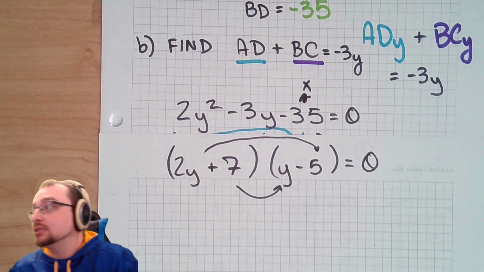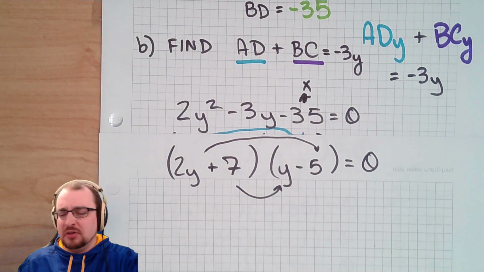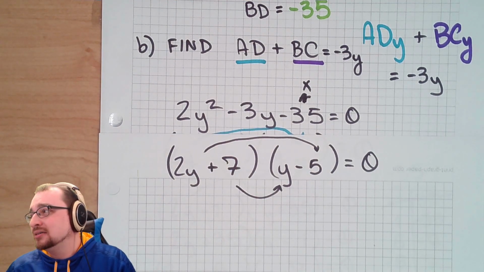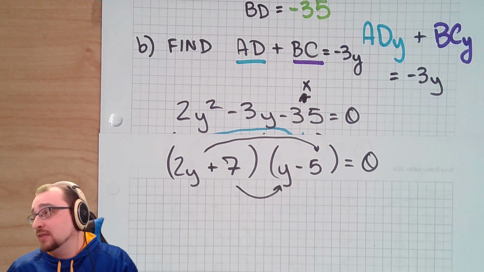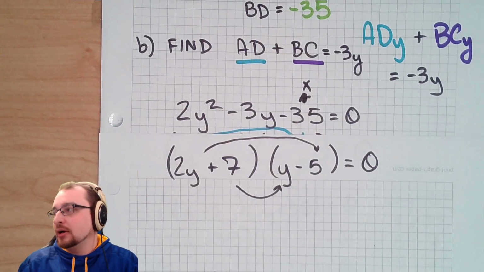There are lots of options you kind of have to search through. You might want to think a little bit about what might make sense. 1 and 35 multiply to 35, but trying to get those to add to negative 3 is going to be tough. Doubling 1's not going to do much. Doubling 35 is going to make it huge. So we need numbers that are closer together. So 7 and 5 is probably a better bet.